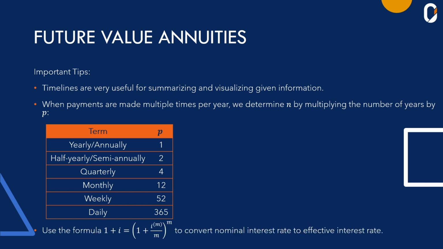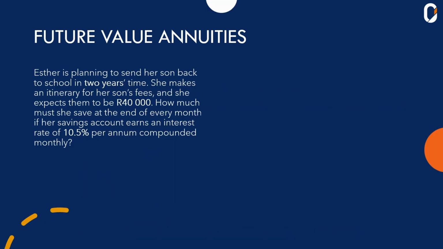And the final tip, use the formula 1 plus I is equal to (1 plus I to the power M divided by M) all to the power of M to convert nominal interest rate to effective interest rate. Now, let's jump straight into an exercise.